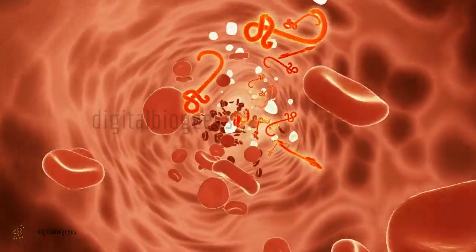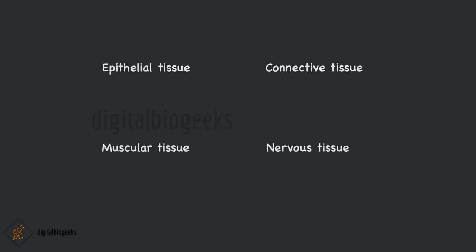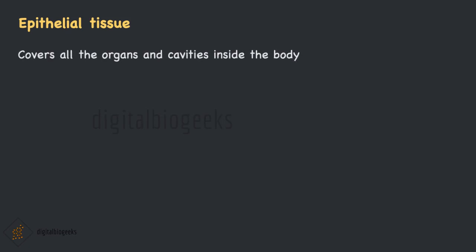There are a number of tissues in our body like epithelial tissue, connective tissue, muscular tissue, nervous tissue, etc. Blood is a type of connective tissue, and let's learn about them in detail. Like we learned in plants, the epithelial tissues cover most of the organs and cavities inside the body.